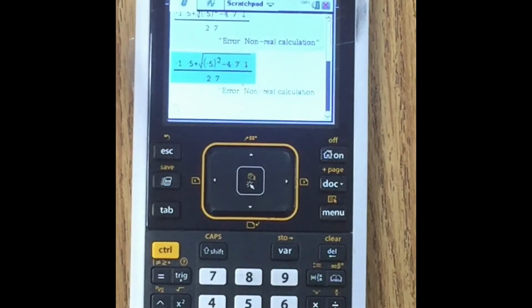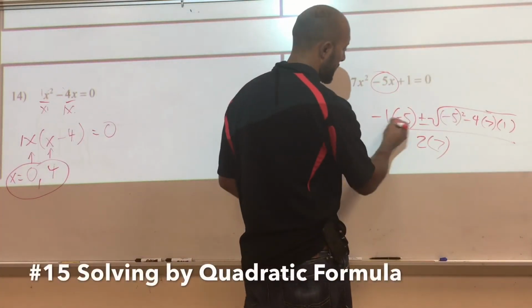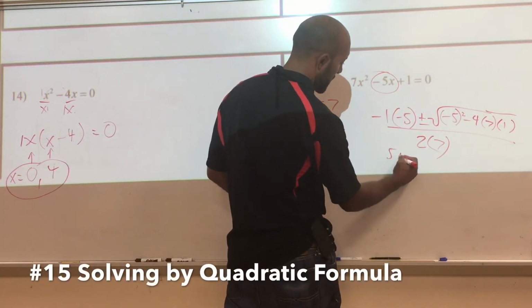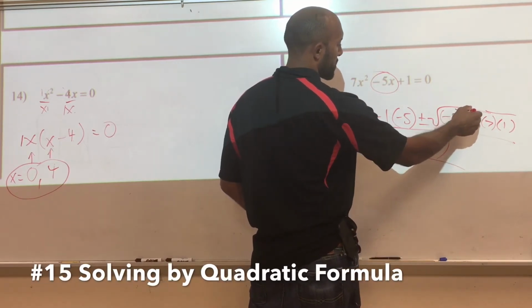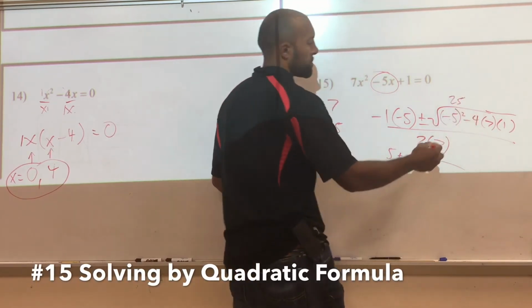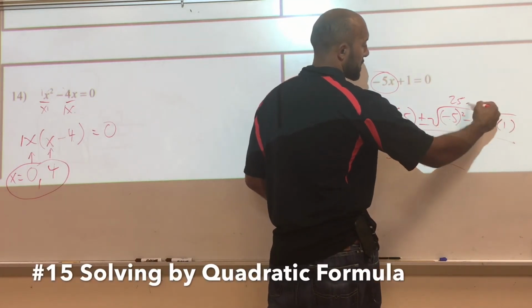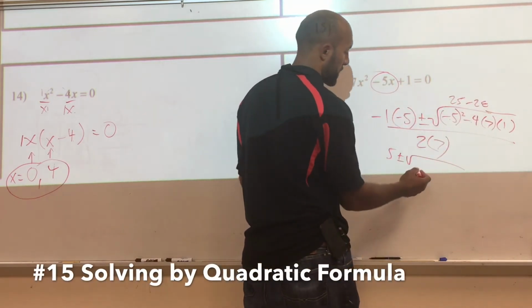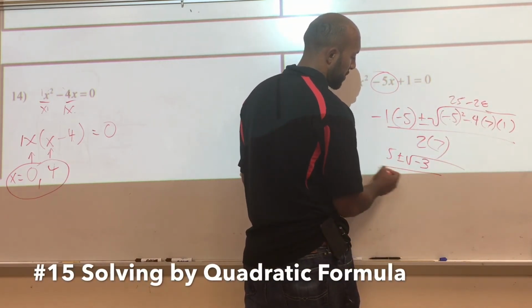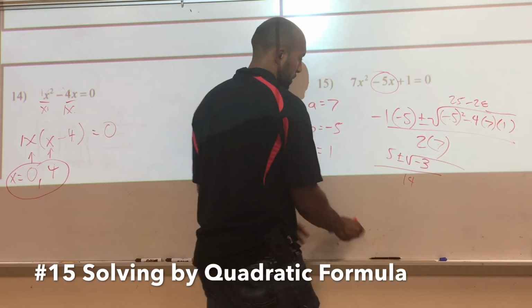So what we're going to do is I'm going to go back to the board and we'll see what's going on. Let's work this out by hand and see what the problem is. So -1 times -5, +5. Okay, -5 squared is 25. Okay, the -4 times 7 is -28, times 1, still -28. Ah, there's our problem. 25 minus 28 is -3. 2 times 7, 14. That's the big problem right there.